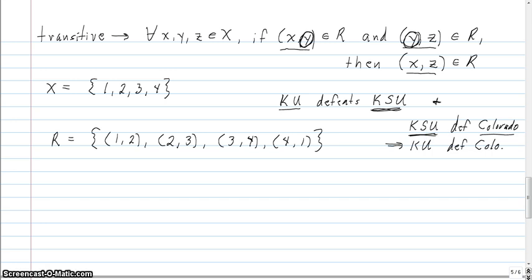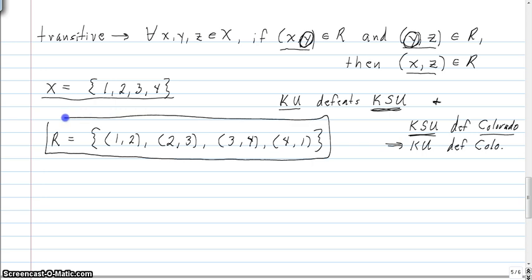Okay, so if we take a more mathematical example defined on this set X, here is our relation, and we're going to determine whether or not that's transitive. Now, it can take a long time to look through all of the different elements and determine whether or not this relation is transitive. But what we're looking for is any two elements in the relation where the second value of the first ordered pair matches the first value of the second ordered pair.